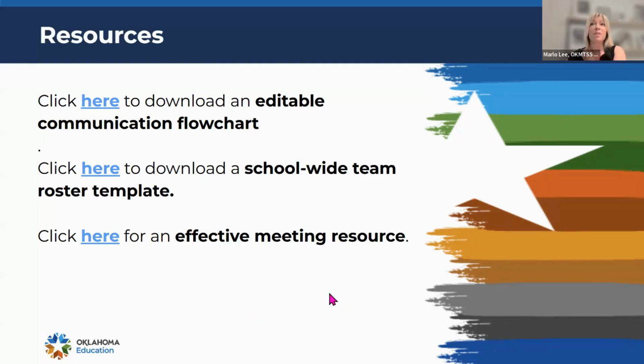The first resource is an editable communication flowchart, so that you can define what that looks like within your teams and how communication is going to flow between your teams. There's an example and then one that you can fill in yourself. The second one is a school-wide team roster template, so you can look at who is available for teams and fill that out so that you have defined who is on the teams.